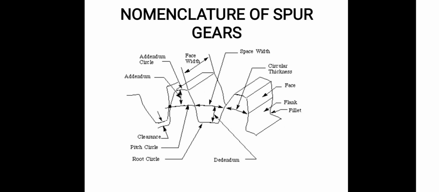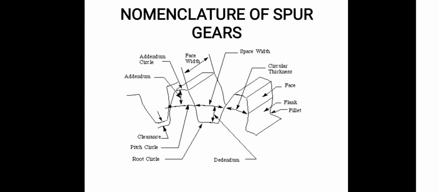While two gears are engaged, there will be some clearance between the root of one gear and the tip of the other. That gap is called the clearance. The addendum value is 1 module of the gear, and the dedendum value is 1.25 module of the gear.